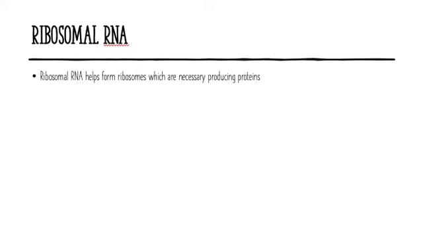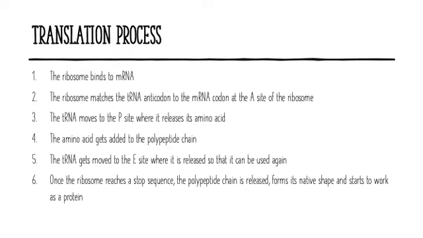While ribosomal RNA doesn't have a direct hand in translation, it's important because it helps form the ribosomes that are necessary for creating proteins. The simple way of explaining the translation process involves 6 steps. To begin, the ribosome binds to the mRNA. Once the tRNA starts attaching to the ribosome, it matches the tRNA anticodon to the mRNA codon at the A site of the ribosome. This makes sure that the polypeptide chain gets built correctly.